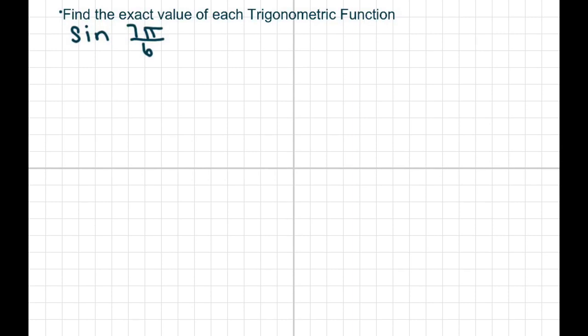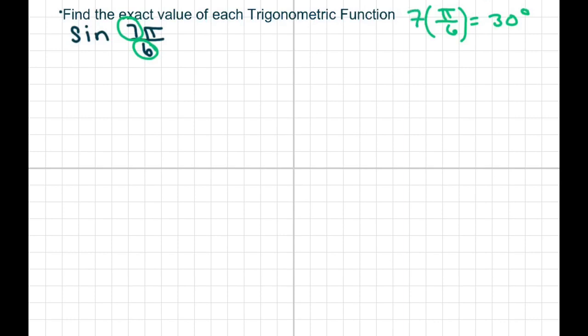We're going to find the exact value of each trigonometric function, and we have 6 here. The first one we're going to find is sine of 7 pi over 6. The first thing I want you to notice is that you have a 6 in the denominator. Let's look at pi over 6. That equals 30 degrees. So if you want, you can count 7 of these. We have 7 of these 30 degrees.